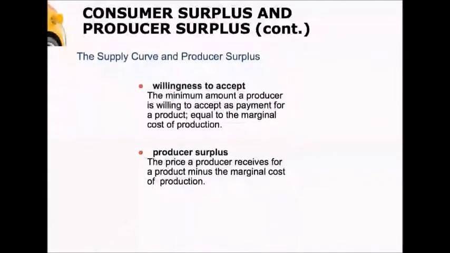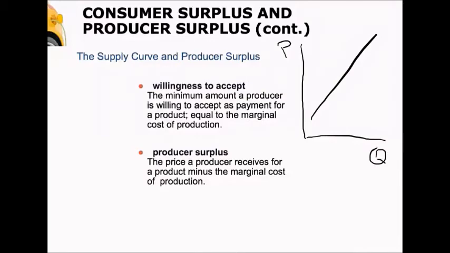Now we can also look at producer surplus. So remember, our supply curve shows us the relationship between price and quantity for suppliers. And if we look at any given quantity, we can go up to the supply curve and over, and that's the minimum amount a producer is willing to accept to produce that unit of the good. So when we're looking at supply curves, we can look at what's called producer surplus, where producer surplus is the price a producer receives minus the marginal cost of production, because the marginal cost of production determines the willingness to accept, the minimum price that a producer is going to require to produce that unit of output.